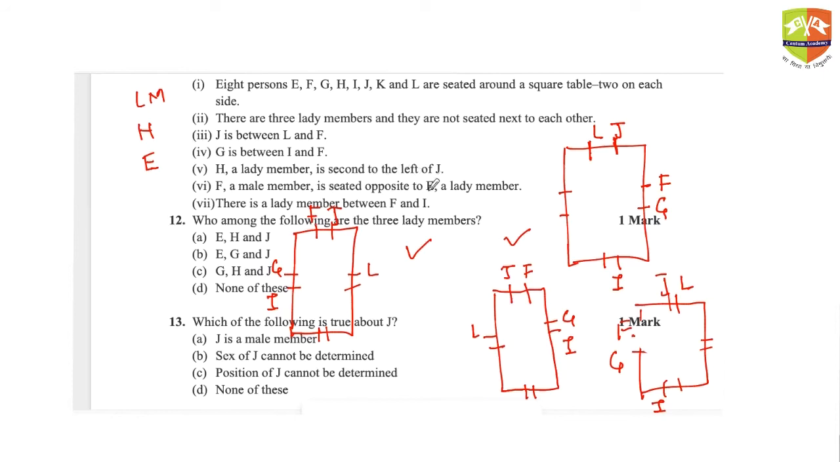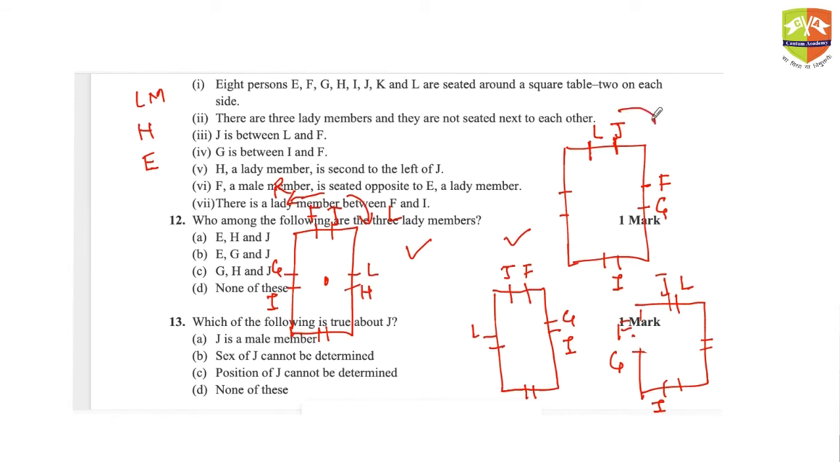who is sitting second to the left of J. So if J is here, 1, 2, this case is not possible. This is left. If somebody is facing center for J, this will be left. This will be right, and this would be left. So this is left. So H is a lady member sitting to the left of J. H can be here.